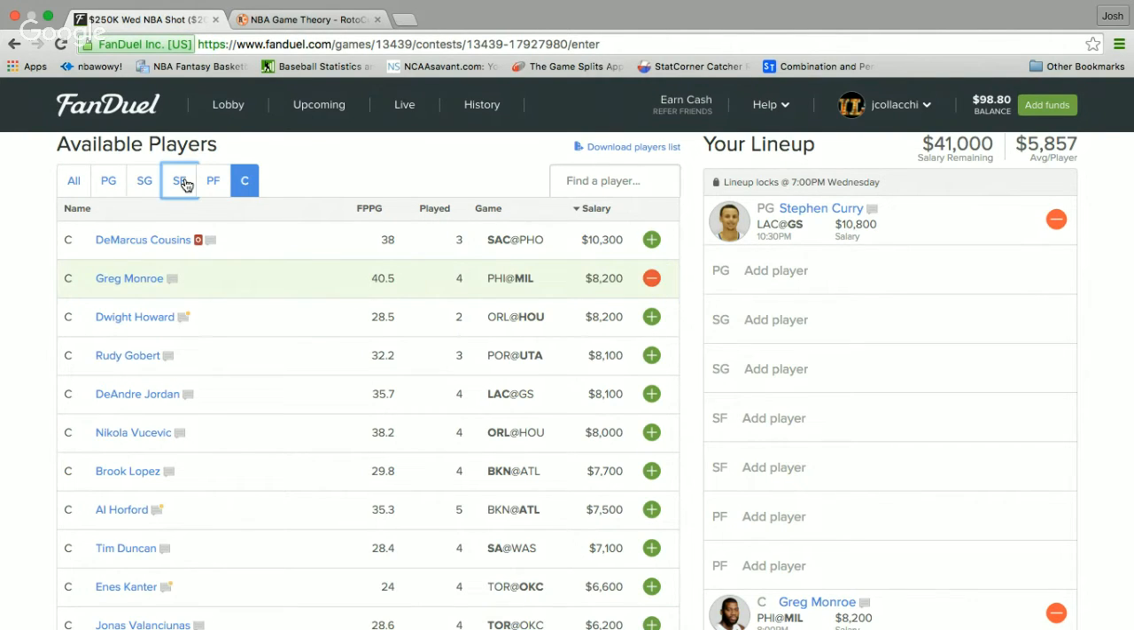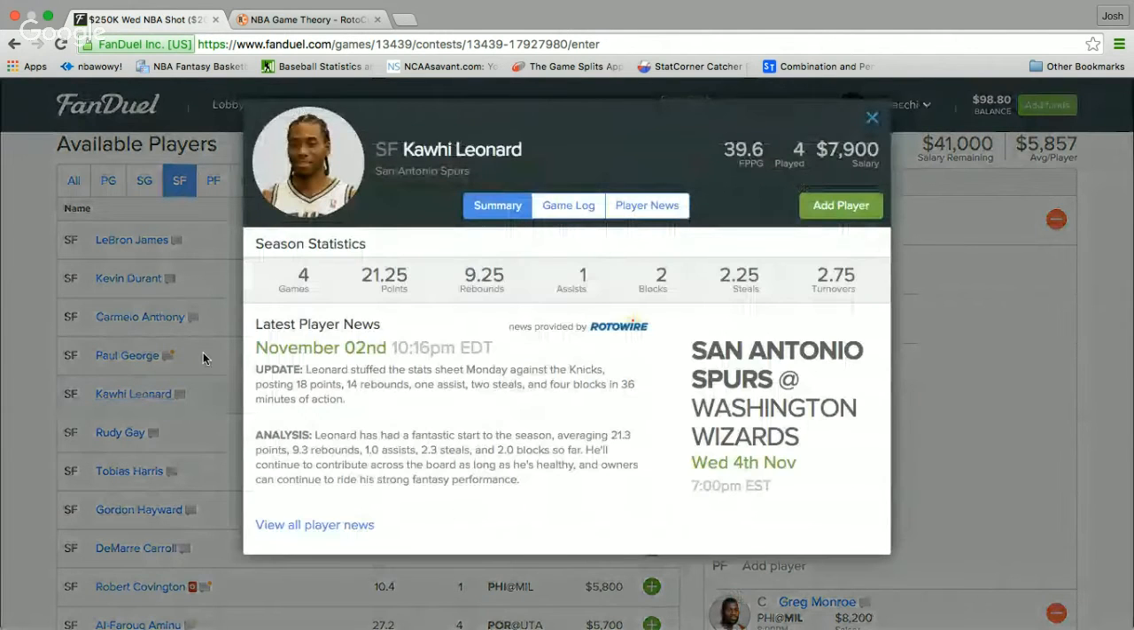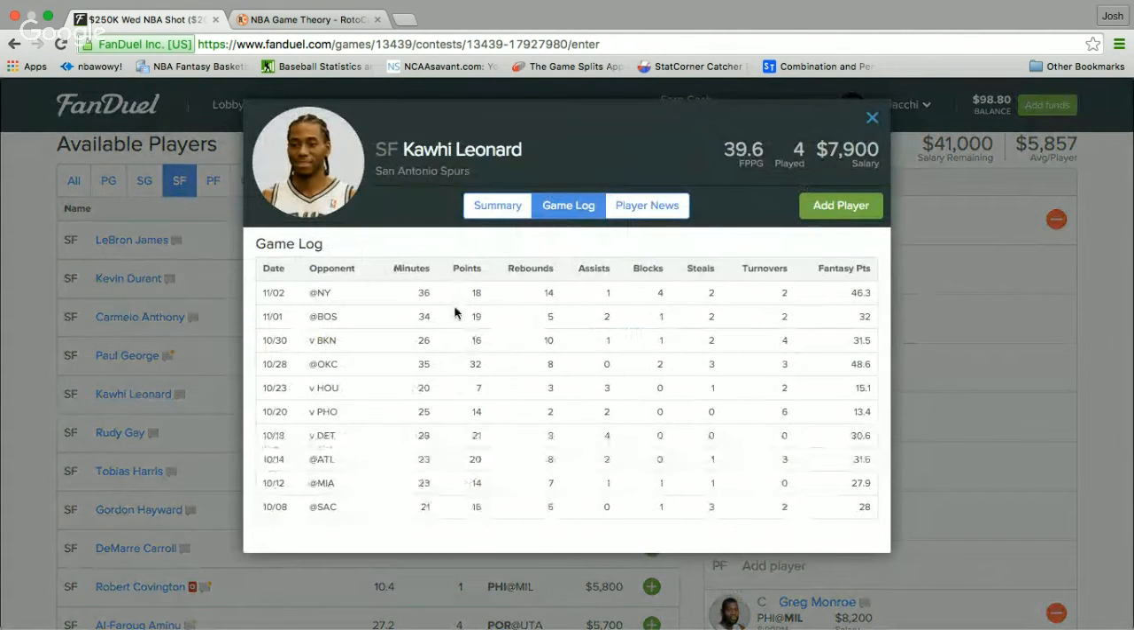What I mean by that is guys like Kawhi Leonard are guys that are good for cash game lineups. Now, what do I mean by that? If you click on him on FanDuel, you go to his game log, you can see in the first 6 games he's played this season, 34, 36, 36, 34, 26, 35 minutes. If you watch the Spurs, you know that they like to limit their minutes on a lot of players, but Leonard is one of these guys that plays a lot. He gets a lot of points, rebounds. He can contribute in assists, blocks, and steals as well.